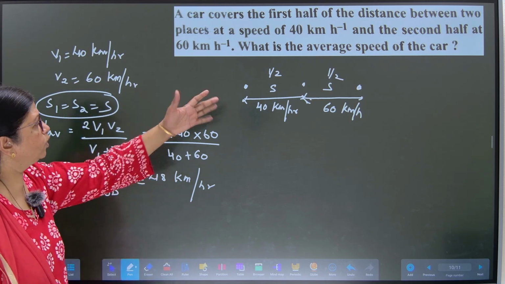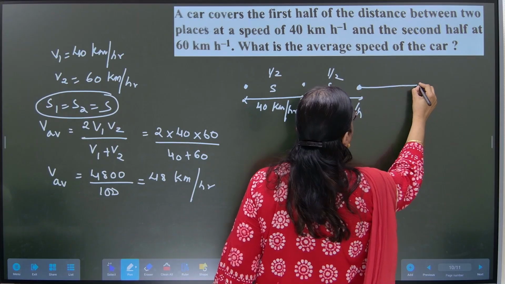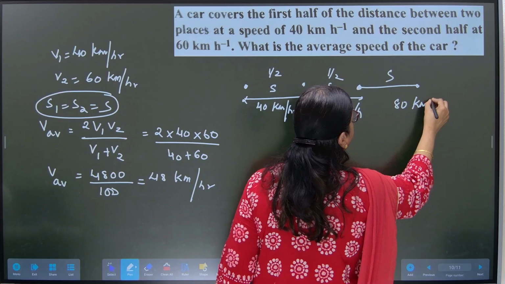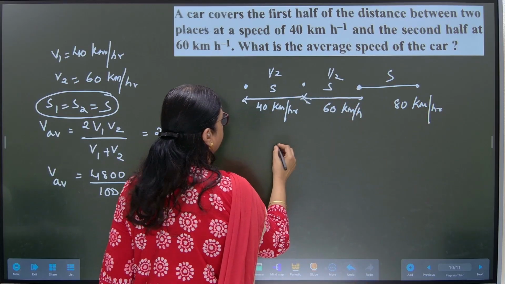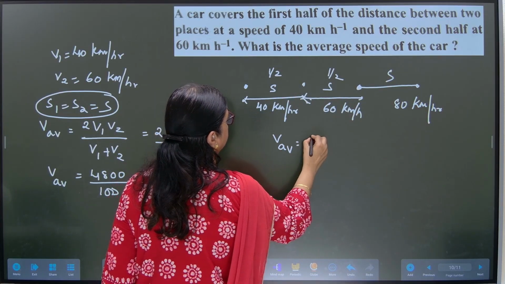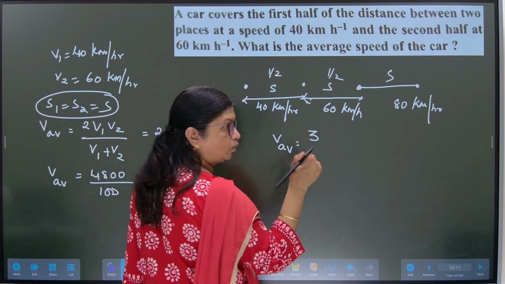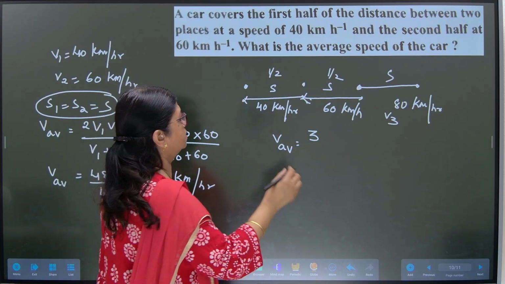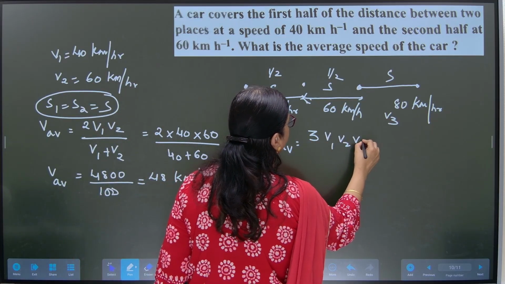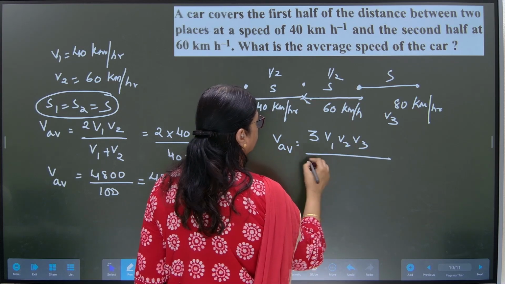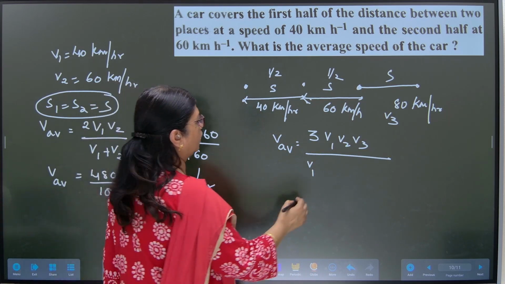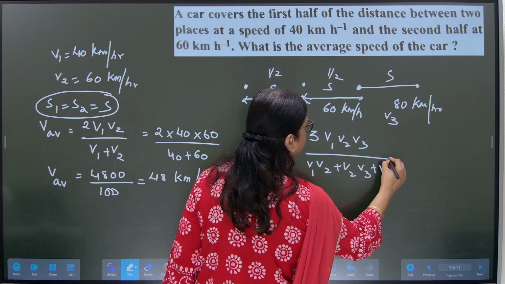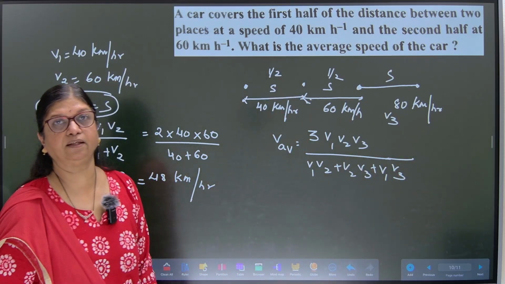Just a revision: if there was a third situation, this distance is also S and this is some 80 kilometers per hour, then what formula would I write for V average? This is just for memory. I am not going to solve it, but for memory, this is our V3, from the theory which we have learned: 3 V1 V2 V3 upon V1 V2 plus V2 V3 plus V1 V3. Simple, it will be easier. No need of following the whole procedure. Just substitute the values, you will get the answer.